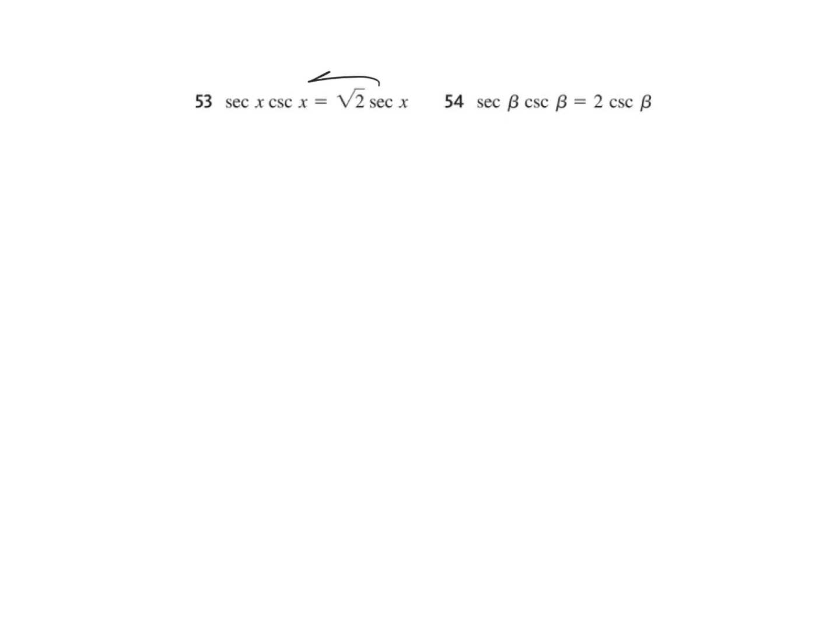All right, now, if we go through and we look at this, we got the square root of 2 there. Let's go ahead and subtract everything over. So secant x cosecant x minus square root of 2 secant x.